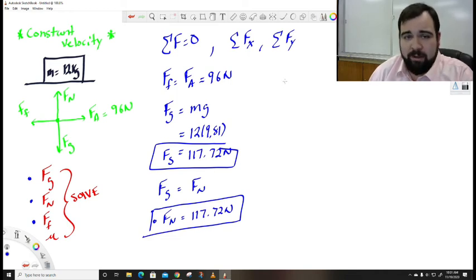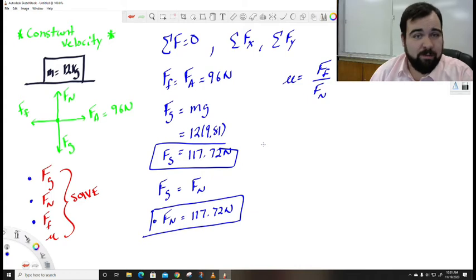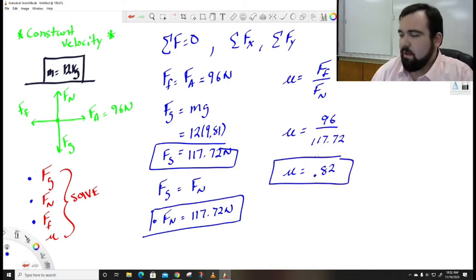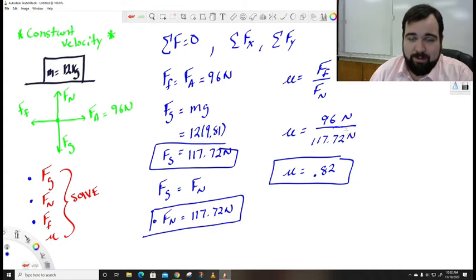Now to look for mu, you're going to go ahead and use the equation with mu equals force of friction over force normal. And then plug in the values that we have for all those different variables. And the mu value comes out to 0.82, and keep in mind, mu is a unitless value because it is a force value divided by a force value, so therefore it is unitless, okay? And that's it for number 1.